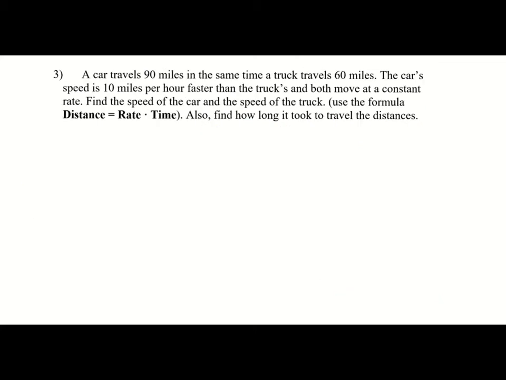Okay, so now we have a car that travels 90 miles in the same time that a truck travels 60 miles. The car's speed is 10 miles faster than the truck's, and both move at a constant rate. Find the speed of the car and the speed of the truck. Use the distance equals rate times time formula, and also find out how long it took to travel the distances.